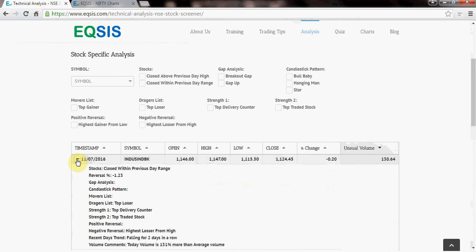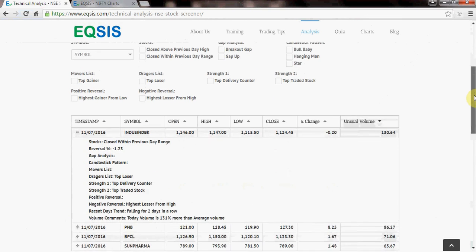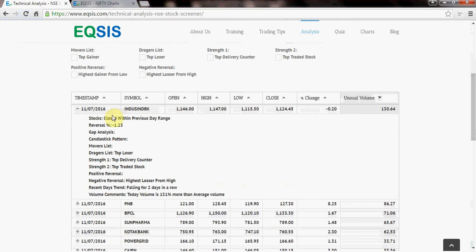Guys, if you just click this, you could see some interesting information about this stock. This stock closed within the previous day range, and it witnessed a negative reversal from high. It witnessed a significant reversal on the negative side, and there is no gap witnessed, there is no specific candlestick pattern witnessed, and it is not on the movers list, but this stock is actually one of the top losers. And this stock has also witnessed a top delivery count. It is one of the top delivery counter stocks.